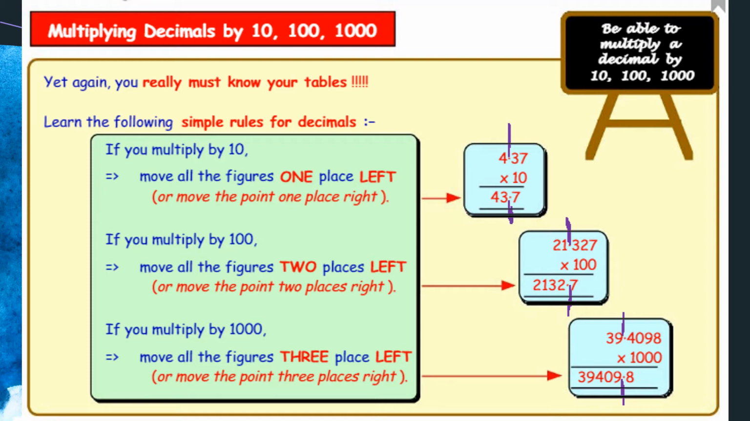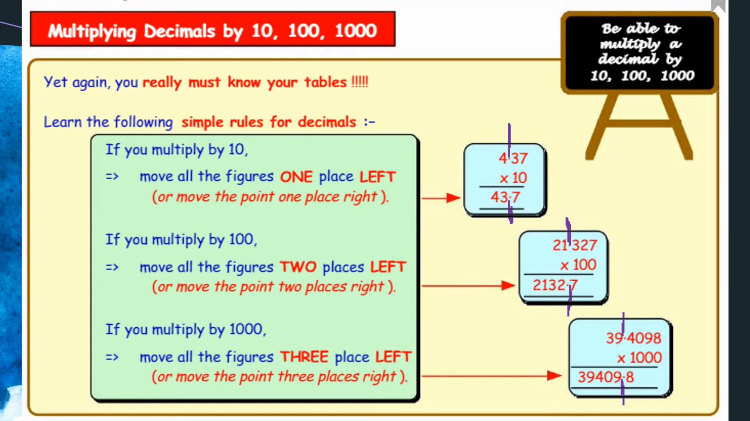When we multiply by 100, it's exactly the same, but we're moving 2 places. And when we're multiplying by 1,000, it's exactly the same, but we're moving 3 places. So look at that carefully. The decimal point has not moved from the question to the answer, but the numbers have moved, and some of them have jumped over it.